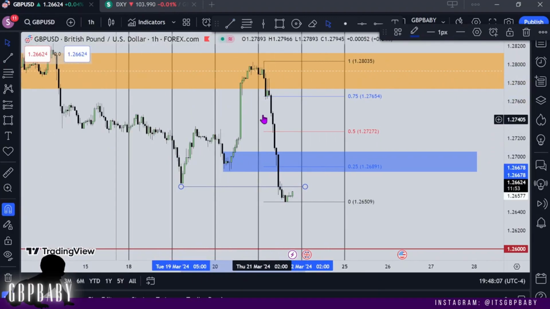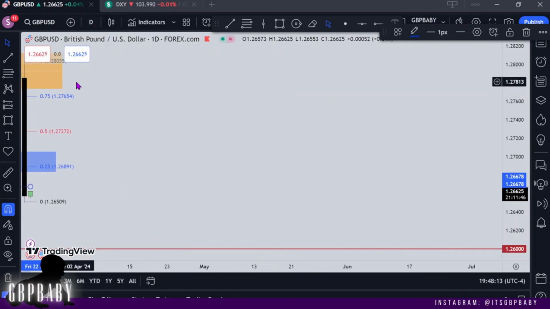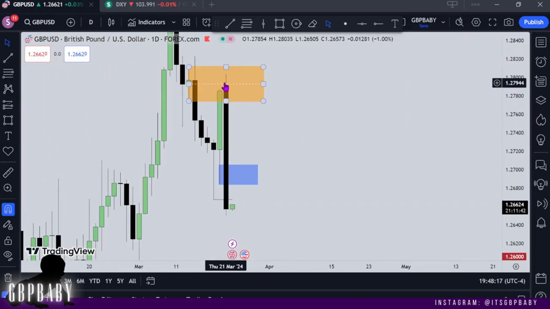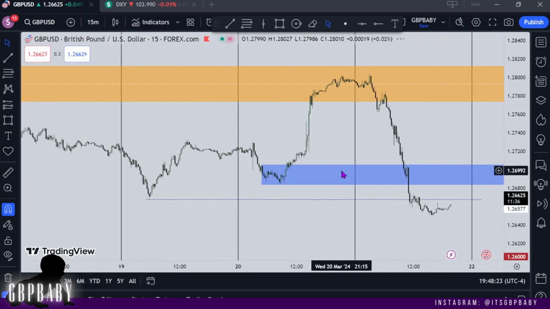And again, we've left this fair value gap up here as well. I'll show you that on the daily. So this order block up here, the way that we've left it, again below that 50% level and close lower, this is all hinting to me that price should seek to trade lower.